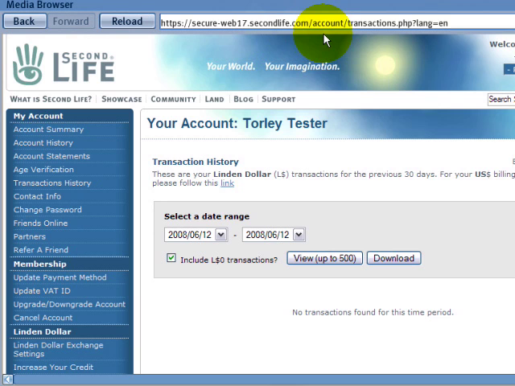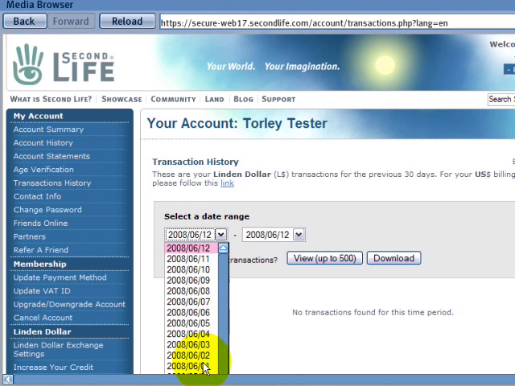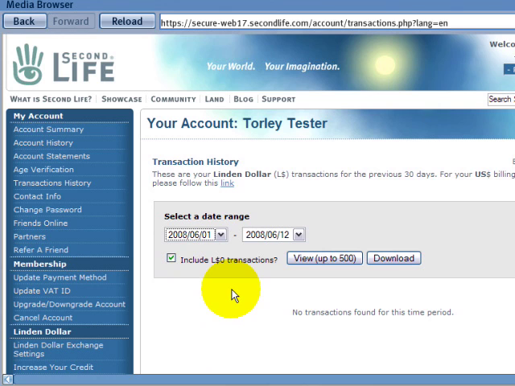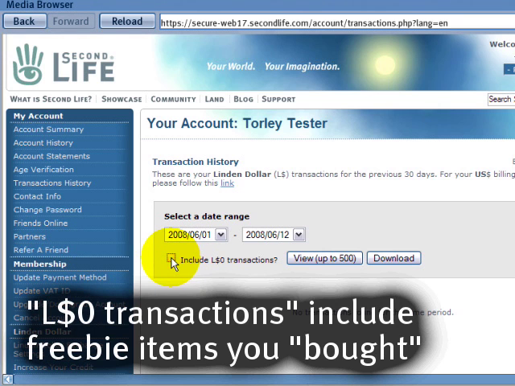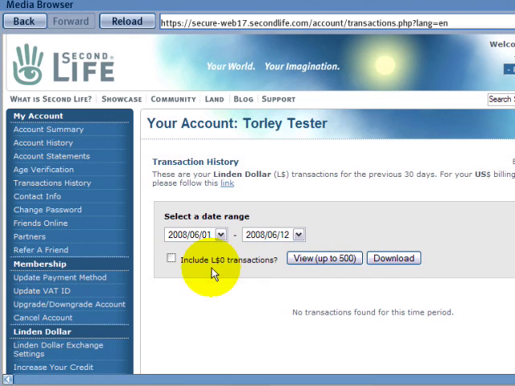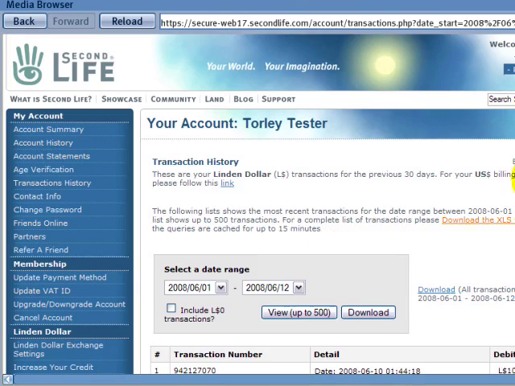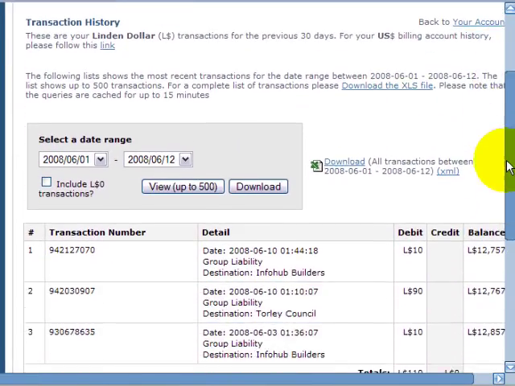normally secondlife.com/account. And right here, Transaction History. It's also accessible on the left. And let's select a date range. So in the last week or so, or last couple of weeks approximately. And if you make a lot of transactions, then you can uncheck this. Don't include that because they are not zero Linden dollars after all. They are debits, liabilities. Click View, and it will load and search for it on the page.